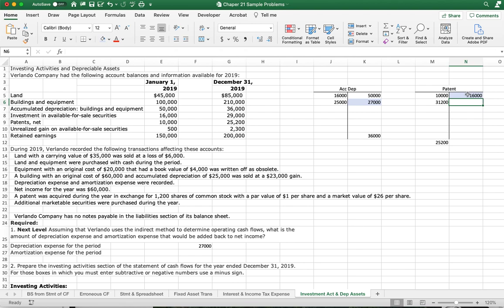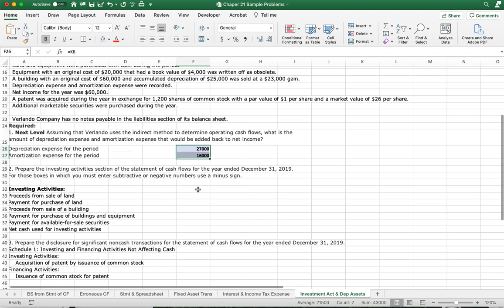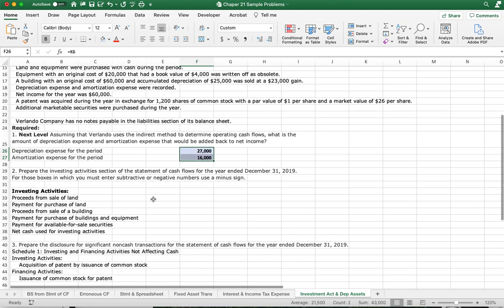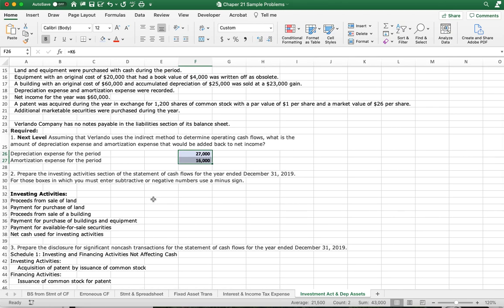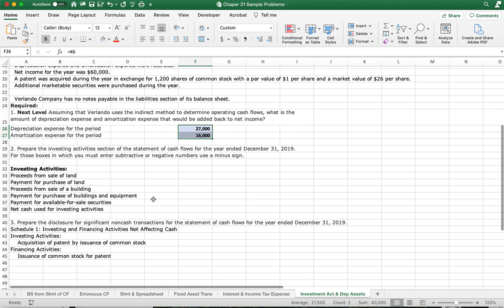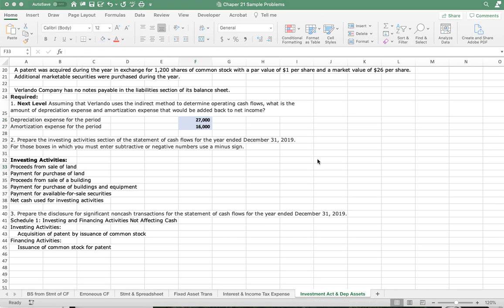And so we get 16,000 for our amortization expense for the year. Those bold and blue. So now part 2 is to prepare the investing activities section of the statement of cash flows for the year ended December 31st, 2019. And so we're going to do the same sort of thing. We'll do a T account over here for land.